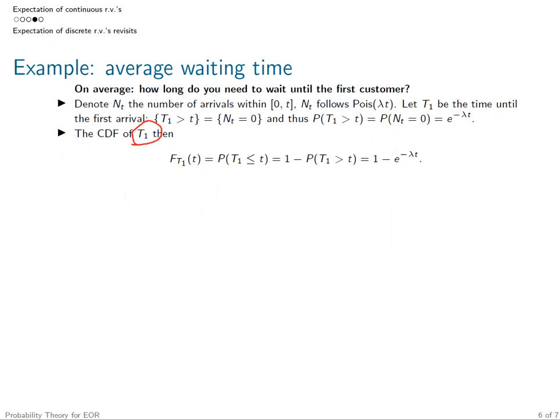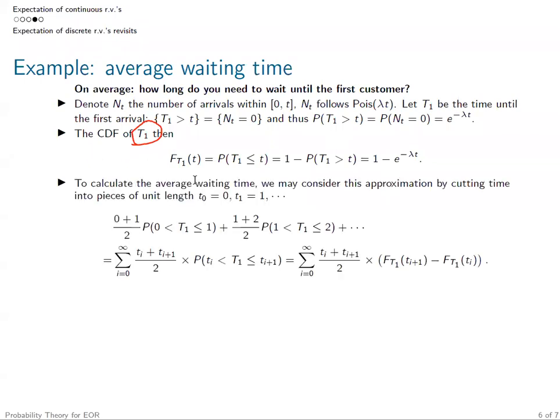So now the next question is, how do we generalize the idea of expectation of discrete random variables to calculate the average waiting time? Do you have any ideas? You can pause the video at this moment and try to figure out some ideas yourself.